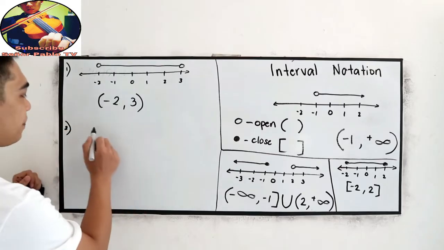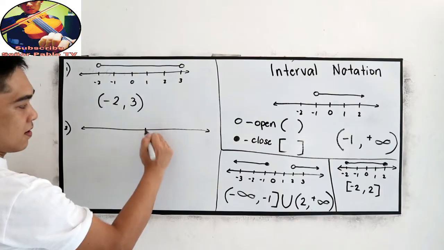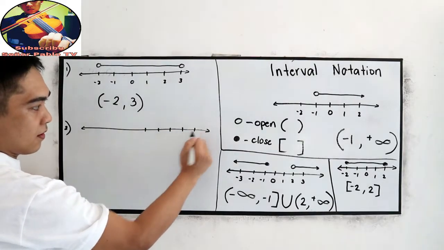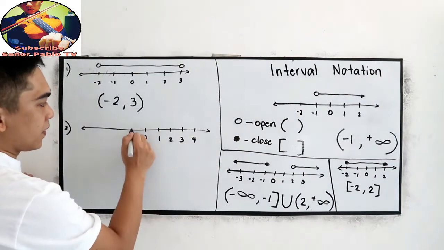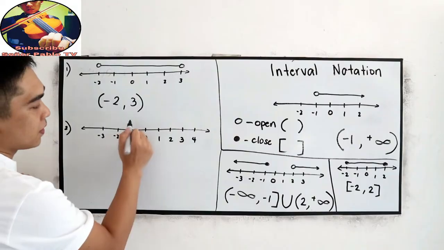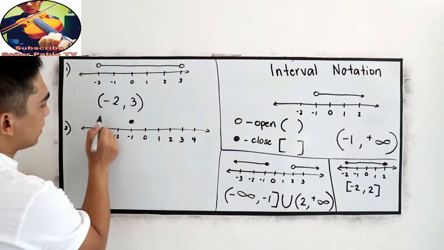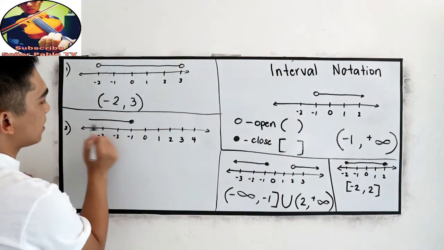How about this one? 0, 1, 2, 3, 4. Negative 1, negative 2, negative 3. Okay.